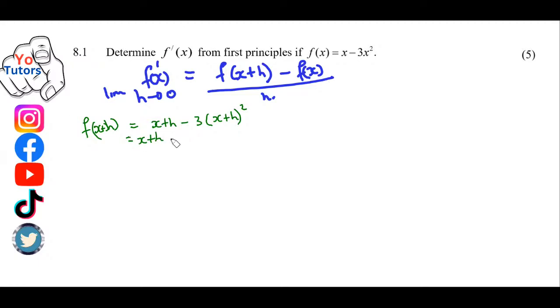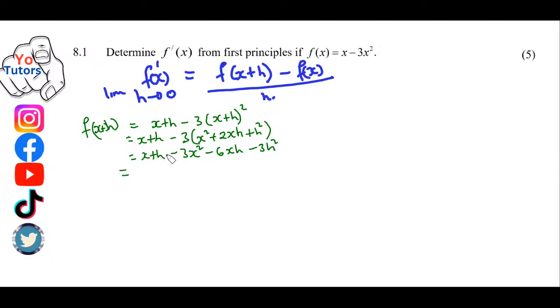There, x plus h, minus 3. Here, what are we going to have? It's x squared plus 2xh plus h squared. We put that in brackets. x plus h minus 3x squared. We are putting the 3 inside now: minus 6xh. Then we are putting also the 3 there: minus 3h squared. Then here we are going to group the like terms.